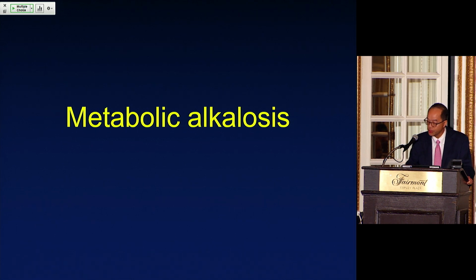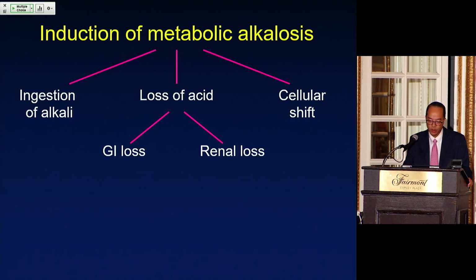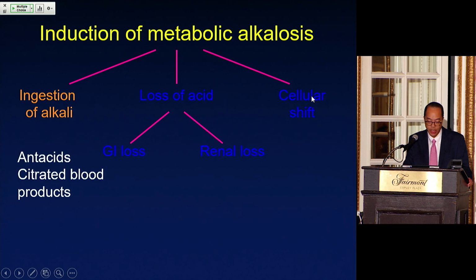So in the last 15 minutes or so, we'll talk a little bit about metabolic alkalosis. Some of this overlaps a lot with the discussion of hypokalemia, because many patients have both. So it should not take too long. When I see a patient with metabolic alkalosis, the first question is, what induced the metabolic alkalosis? And there are essentially 3 possibilities. Either they ingested something that was alkaline, or they lost an acid, which has to be either through the GI tract or the kidney, or there's cellular shift where hydrogen ions have entered the cell. Not usually a major contributor, I should add.